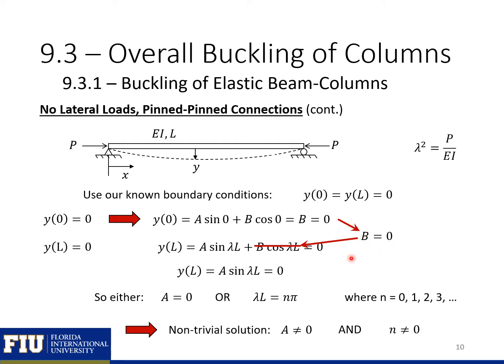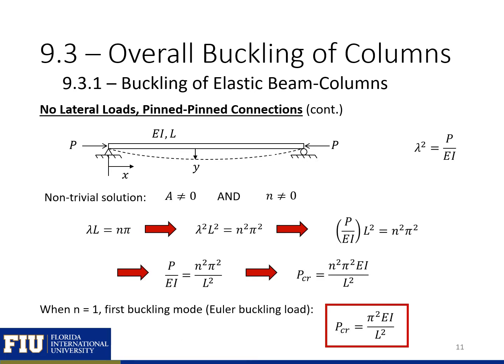From the second one, we can see that our y of L, or A sine lambda L, is going to be equal to 0. And so this means that either A equals 0, so our constant out front is equal to 0, or lambda L is equal to n times pi, where n is going to be equal to 0, 1, 2, 3, etc. So A not equal to 0 and n not equal to 0 would give us a non-trivial solution. So this is what we're going to use on the next slide.